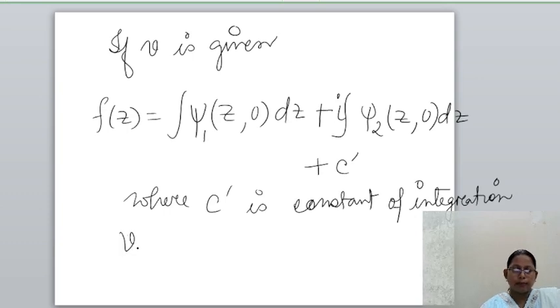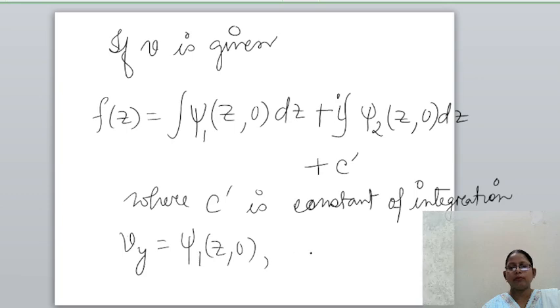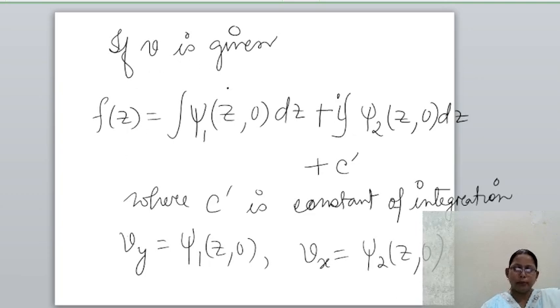Here v_y is ψ1(z,0) and v_x is ψ2(z,0). So given v, we can find the corresponding analytic function by using this method, and this method is known as the Milne-Thomson method. With that, I would like to conclude. The remaining will be in the next lecture.